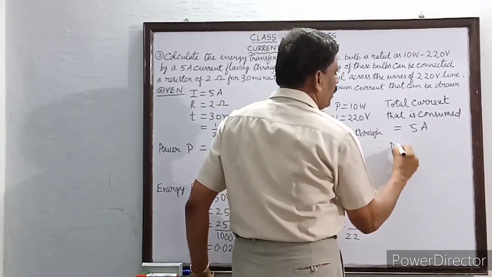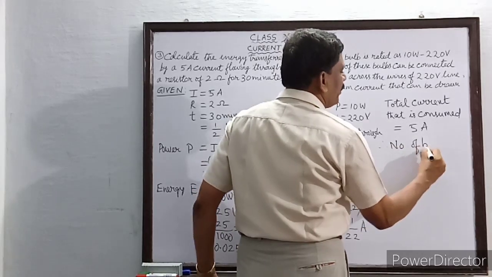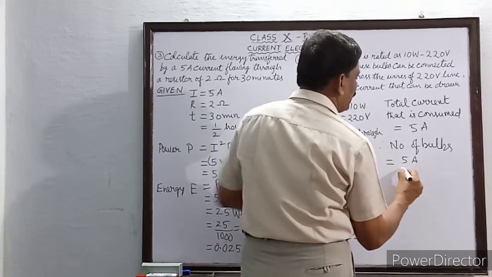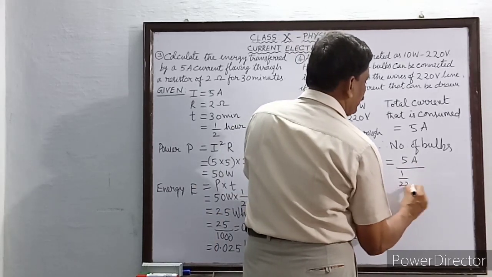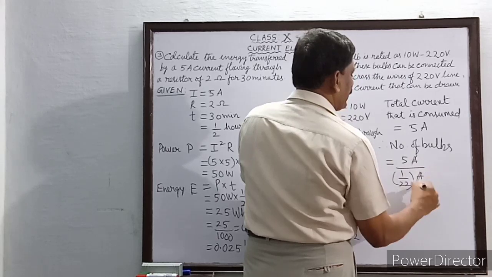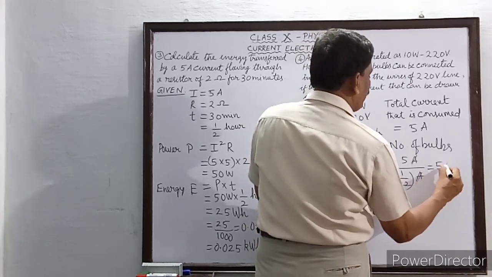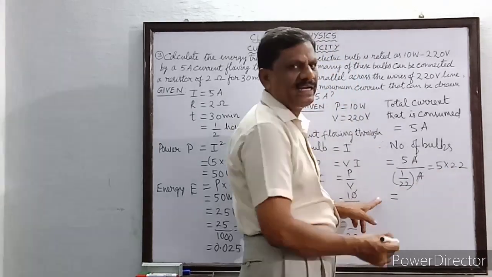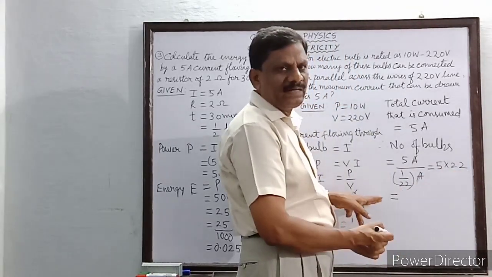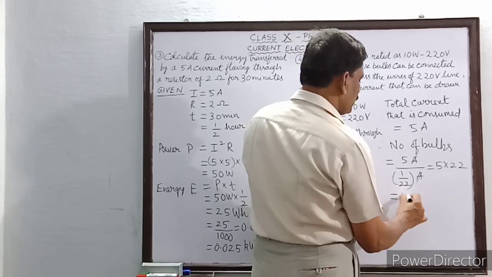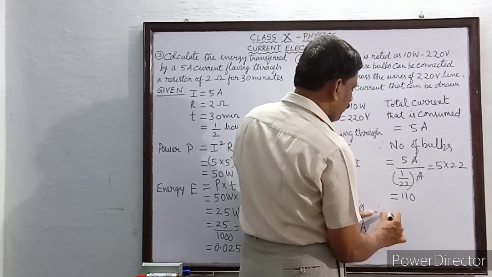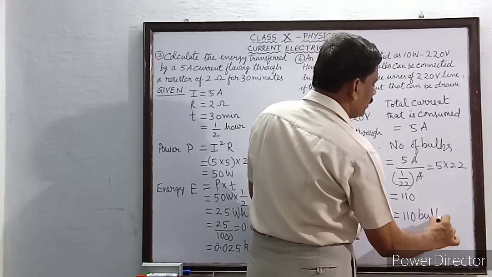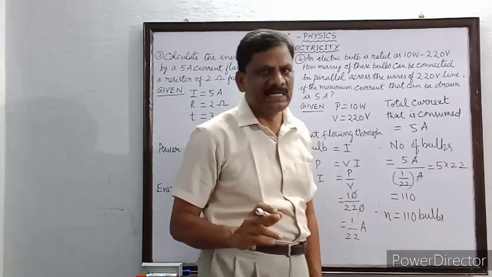Therefore, number of bulbs is equal to 5 ampere divided by 1 by 22 ampere. So ampere gets cancelled, and this is equal to 5 into 22. 5 into 20 is 100, 5 into 2 is 10, 100 plus 10 is 110. So this is equal to 110. Therefore N is equal to 110 bulbs. Okay. Did you all understand?